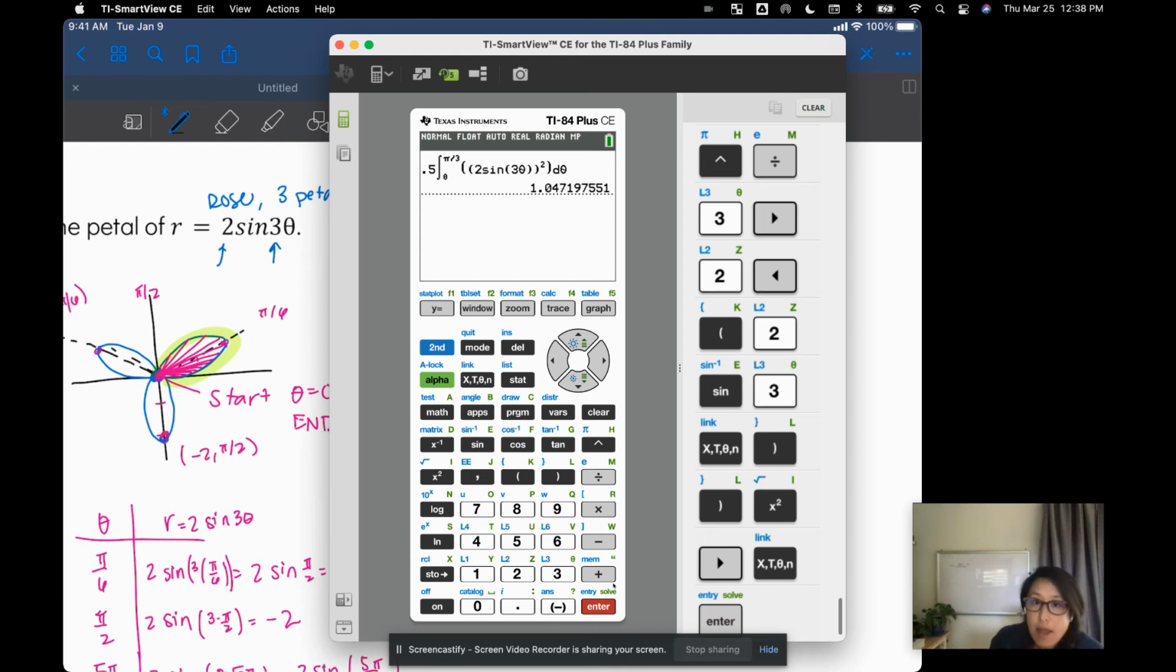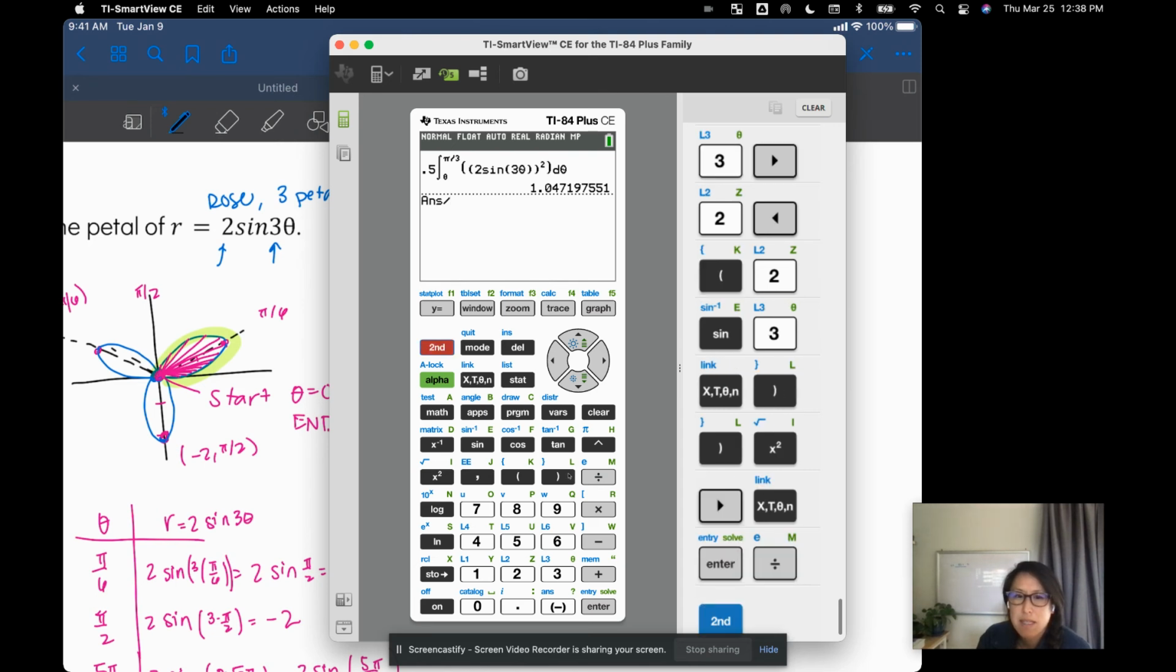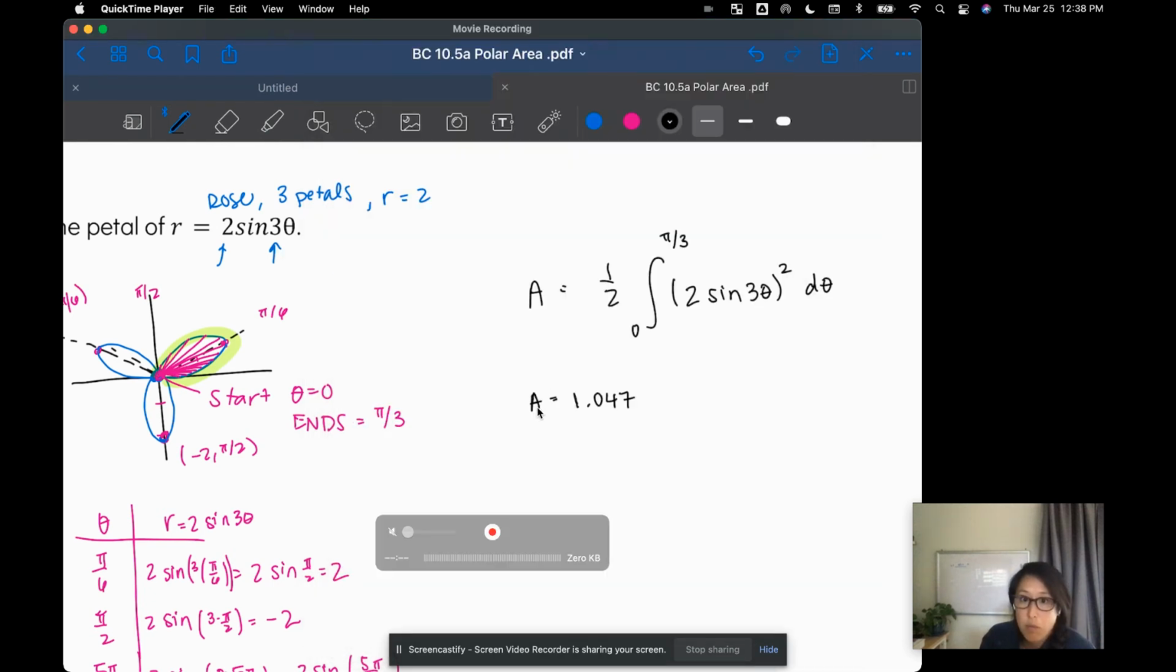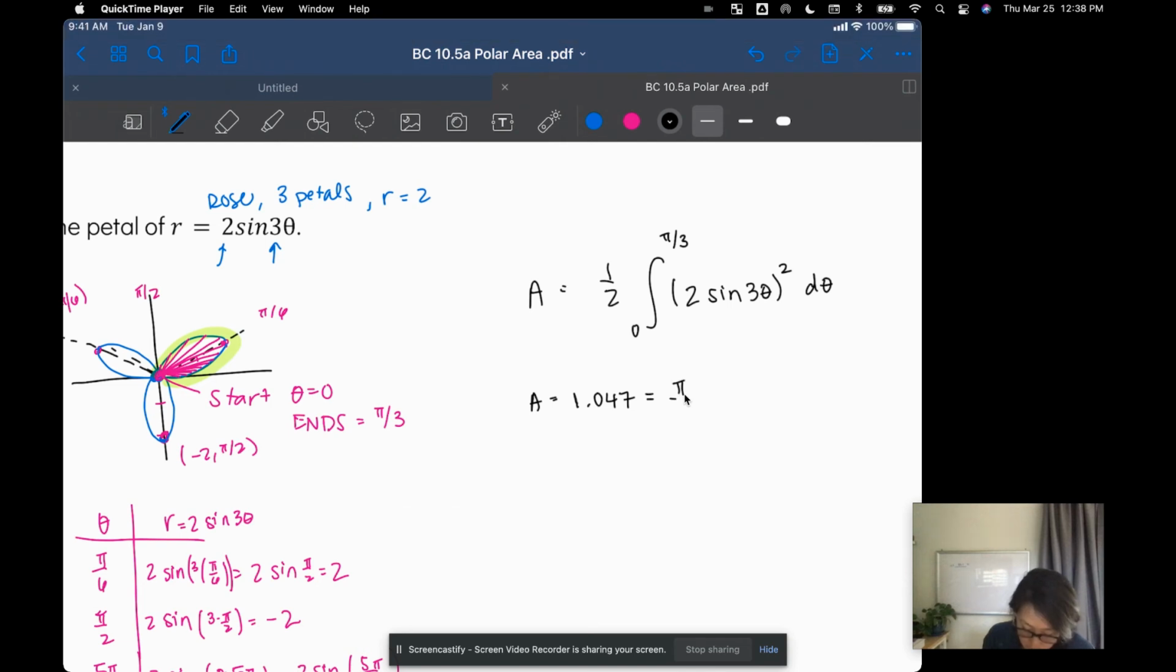So I get the area is equal to 1.047. And just to check to see if it's a nice multiple of pi, I'm going to divide by pi. And I get, oh, it's 1/3. So I end up with area is equal to 1.047, which is equal to pi over 3, because it's 1/3 times pi.